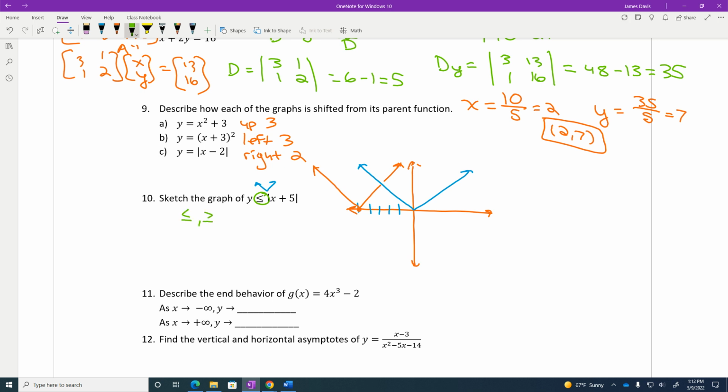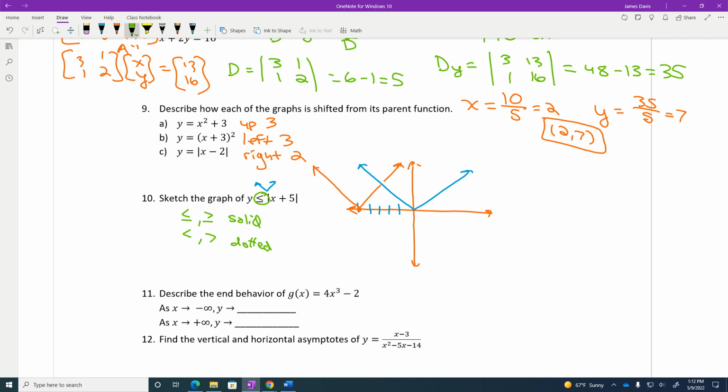So also remember, if it looks like one of these two, with a line under it, what does that tell us? Right, solid line. If it doesn't, if it's just like this, it's going to be a dotted line. So we did a solid, that's good.